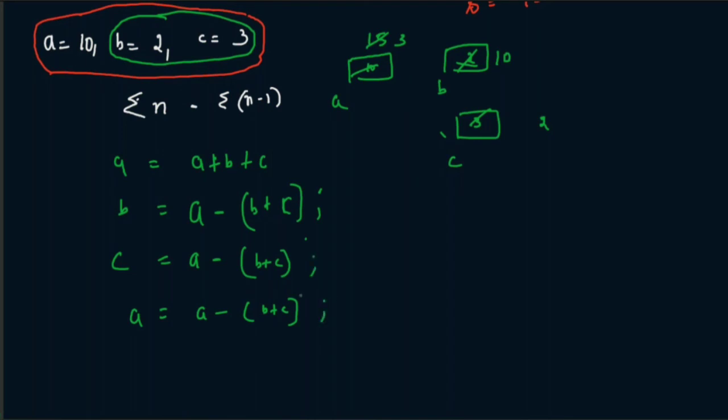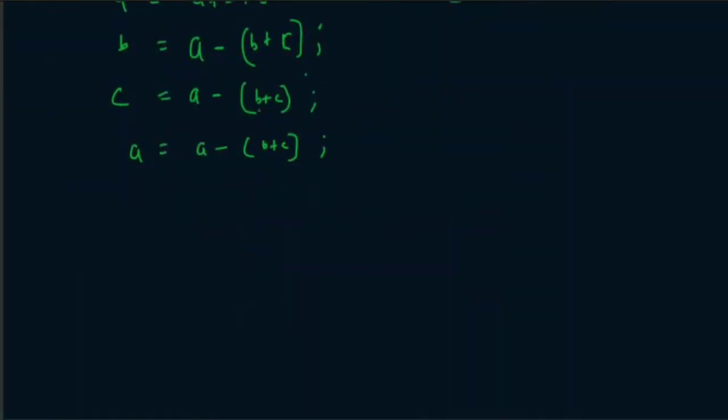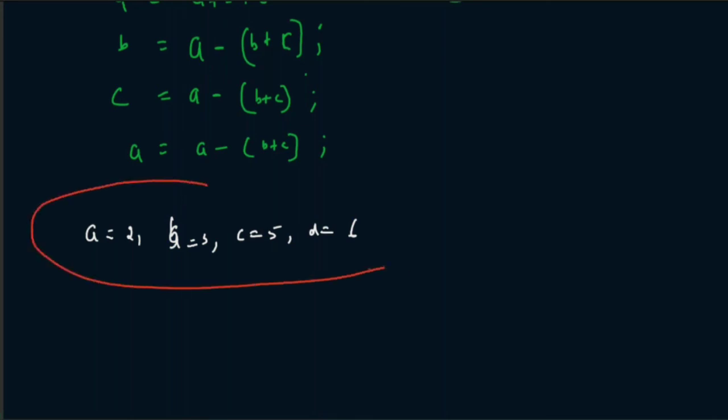Done. Same thing for 4 numbers also. How do you do it with 4 numbers? If I take it as 4 numbers, same thing I'll do. Summation n minus summation n minus 1. Right. So B, I'll take as 3, C is equal to 5, and D is equal to 6. So what do I do? Summation of n numbers minus summation of n minus 1 numbers.